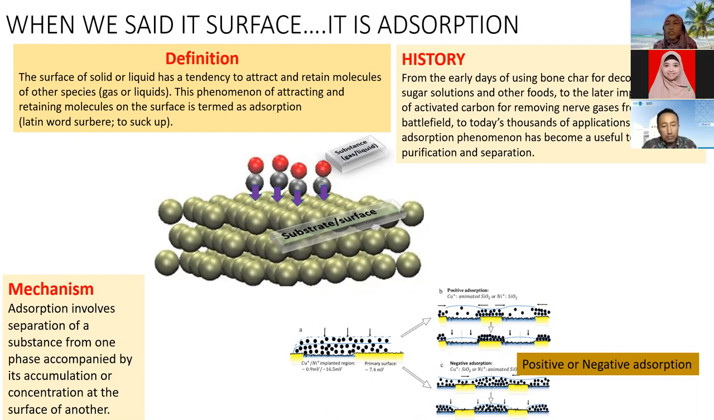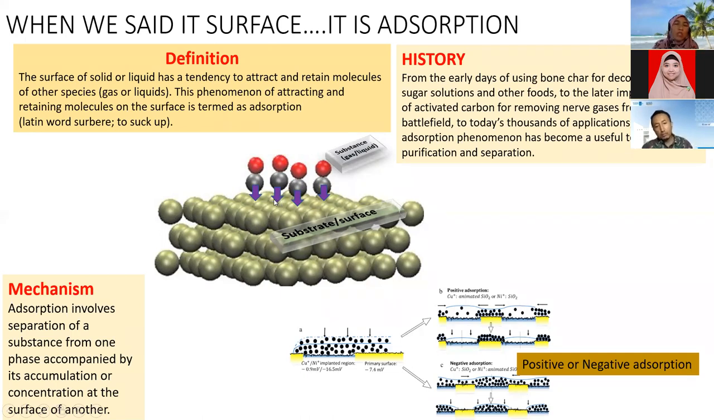surface modification, surface functionalization, you always have a substrate and then something that you add on the substrate. When you add something on the substrate, that is what we call adsorption. So the root of the surface is actually adsorption. Adsorption is purposely for the surface phenomenon. If you say absorption, that happens in the bulk. But if you say the bulk surface, it is really adsorption.